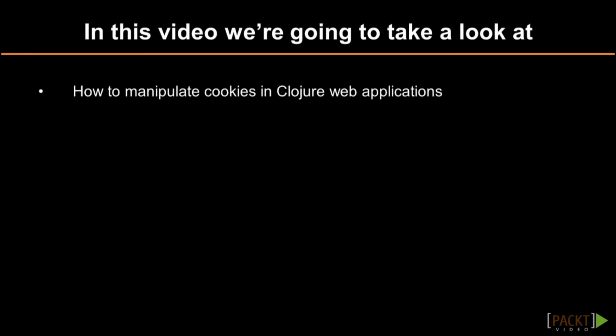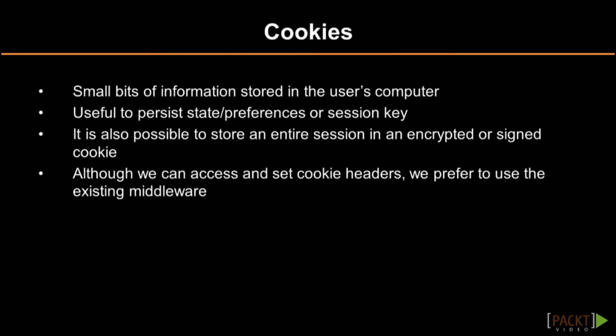In this video, we will learn how to manipulate cookies in Clojure web applications. Cookies are tiny bits of information the web application can store in a user's browser. They are useful when we want to persist states or some preferences, and they can also be used to store the session identifier, or, in some implementations, even a whole session.